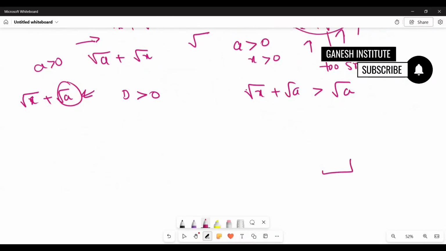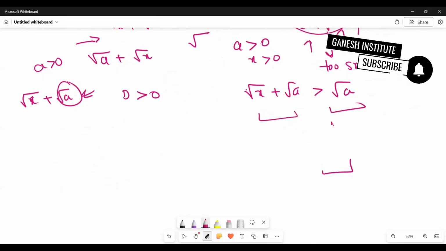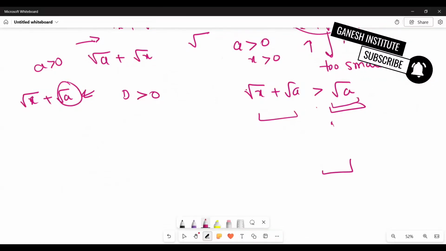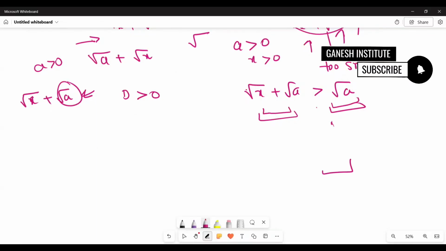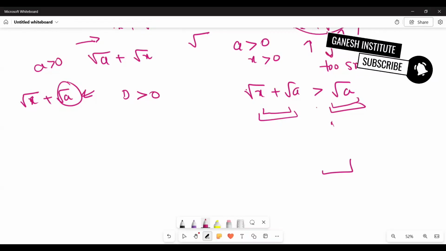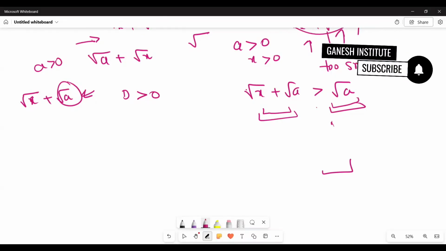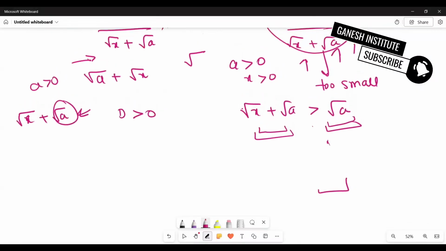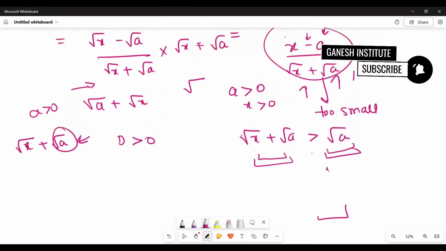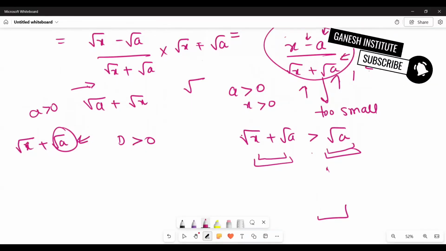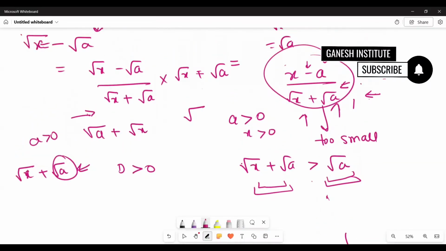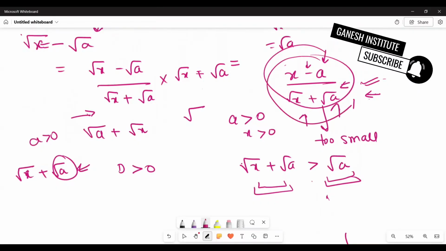Yeah, obviously, because they're being added and it has to be positive, otherwise you get complex numbers. Also, because root a is a number, and here on the left hand side you are adding root x to it, so this is giving it more weightage. So if root x plus root a is a greater value than root a, that is also making the fraction smaller. Again, this value is getting smaller.